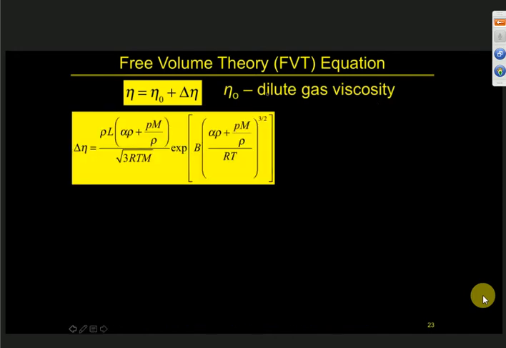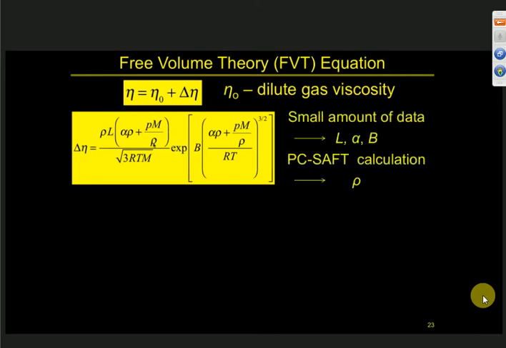Then the delta eta term is given by this big expression. And here the three fitting parameters are L, alpha, and B. And then density is the fluid density at a given temperature and pressure, that you either should know experimentally or you can calculate using an equation of state.